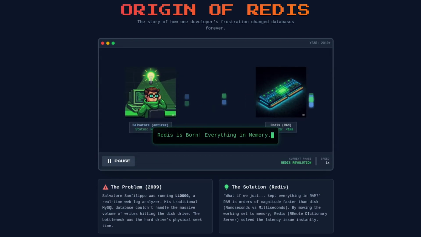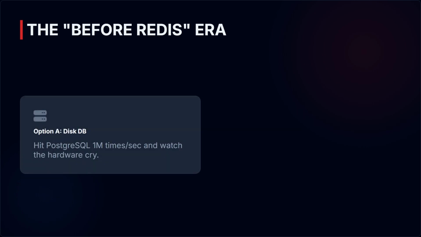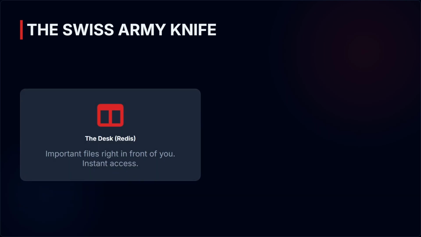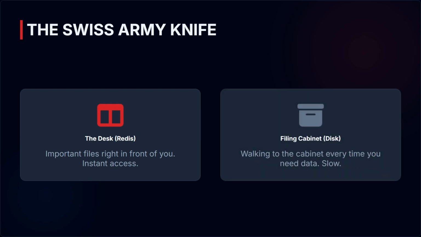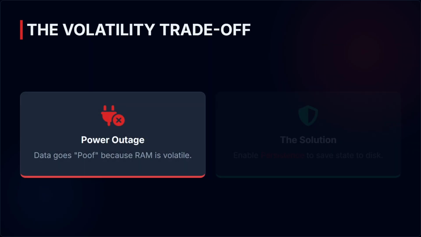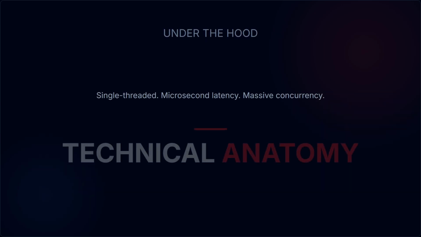Before Redis, you'd either hammer your PostgreSQL database 1,000,000 times per second or build some janky cache yourself. Redis solved this by being a Swiss Army knife of data structures, living entirely in memory, like keeping your important files on your desk instead of walking to the filing cabinet every time. The catch, if the power goes out, your data goes poof. Unless you enable persistence.